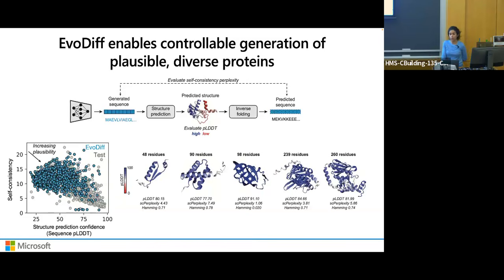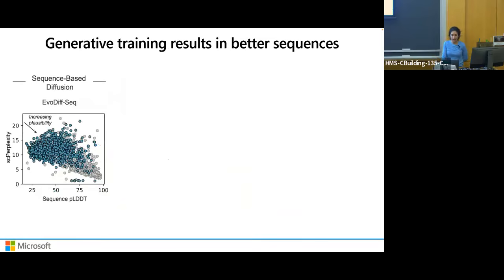One key aspect that we wanted to understand to contextualize the performance of our model was how well this evolutionary scale diffusion approach compares relative to other approaches for protein generation.